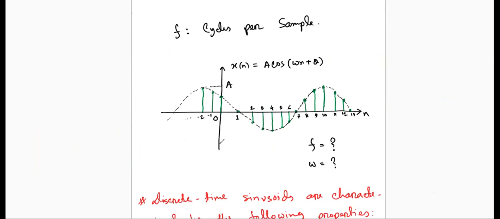Now, let me think that this is a signal. It starts from here. So this is the full cycle. You'll find the full cycle is there, starting from this and to that. Can you find the value of F? Just try to count that. So this is 1, 2, 3, 4, 5, 6, 7, 8, 9, 10, 11, 12.